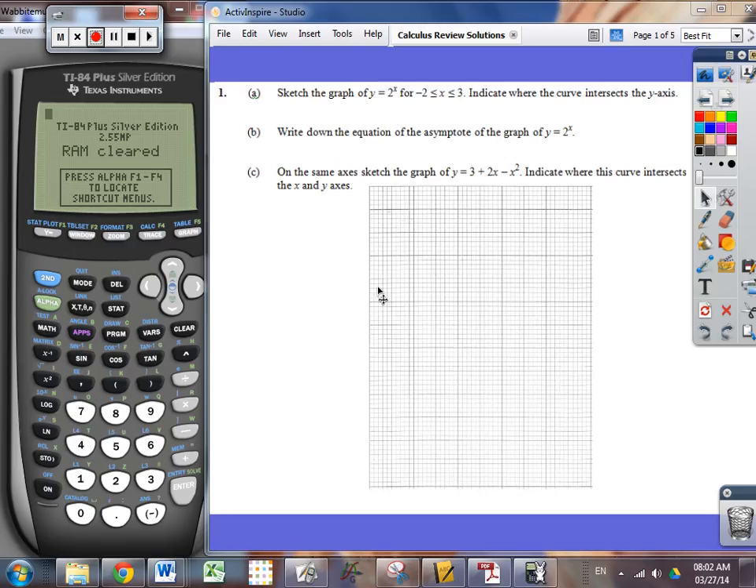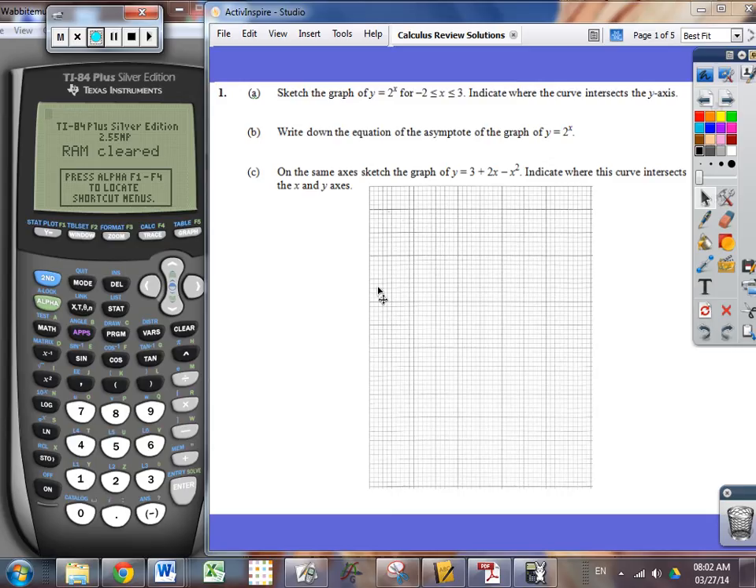Alright, guys, we're going to be solving those 5 long questions on unfamiliar functions and calculus to prepare you for your Unit 9 test on next Friday. Number 1, we need to sketch the graph of this exponential function y equals 2 to the x. The domain's given from -2 to +3.